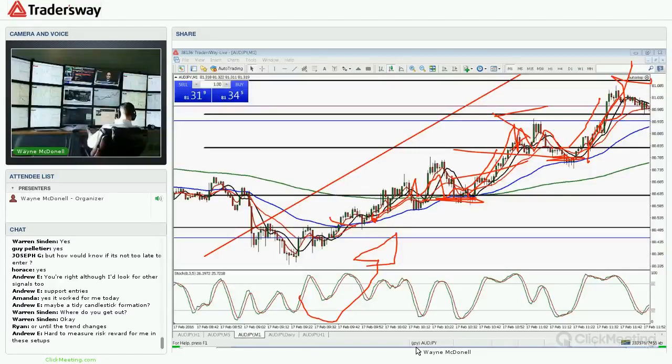Andrew says, hard to measure risk reward for me in these setups. Andrew, you're not thinking scalping. Okay? Here's the risk reward. If you can't make 70% or more of these putts, you have a putting problem. It's not a risk reward setup, it's price action. Risk reward, now you're talking about medium, long-term trades, you're talking about investment decisions. This isn't an investment decision.